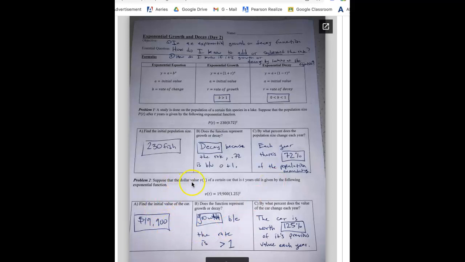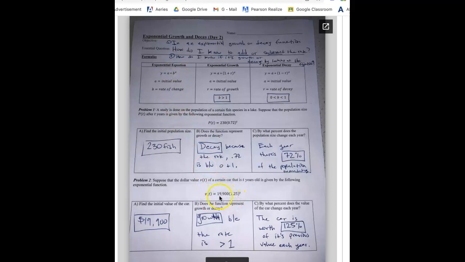Suppose the dollar value V(t) of a certain car that's 2 years old is given by the following exponential function. And here you see it, V(t) equals 19,900 times 1.25 to the power of t. Find the initial value of the car. Same thing as the last one, right? The initial value is this number here. Even if you look back up here, y equals a times b to the x power, you can be reminded that the a value is the number out front, the initial value, which is the 19,900 here. And the b value, which is the base of the exponential piece, is the rate of change.